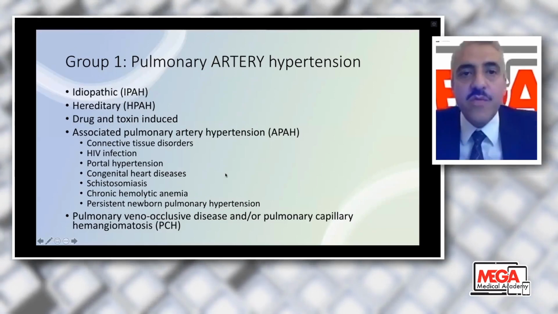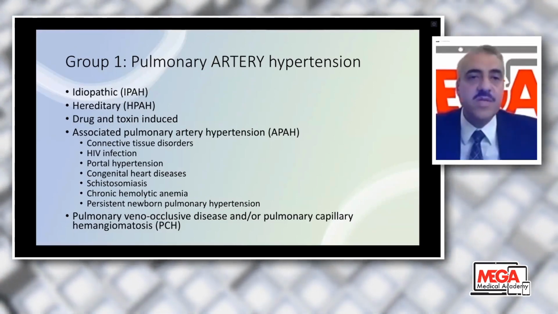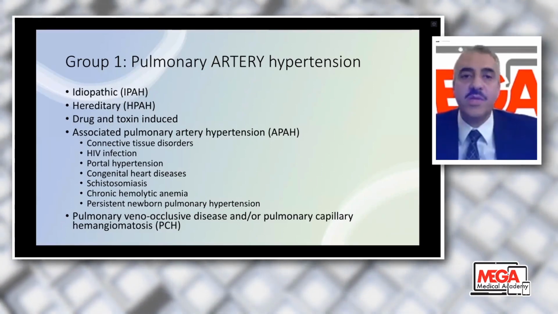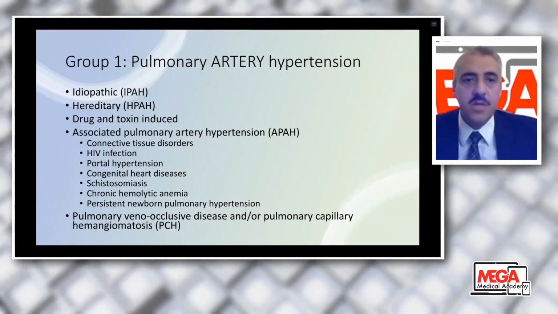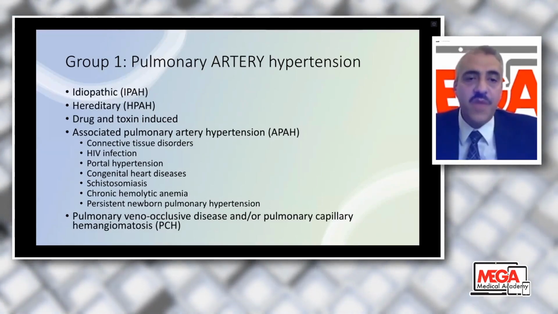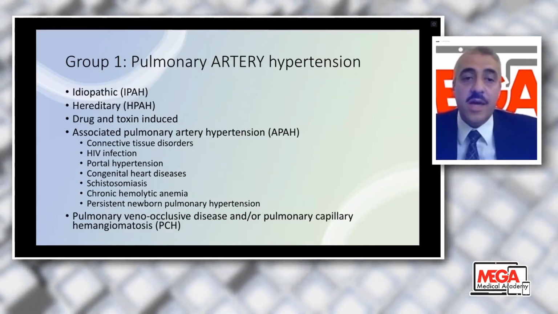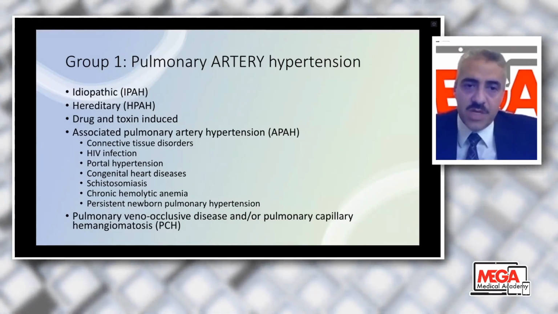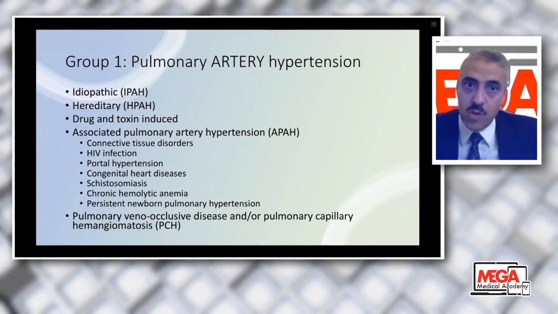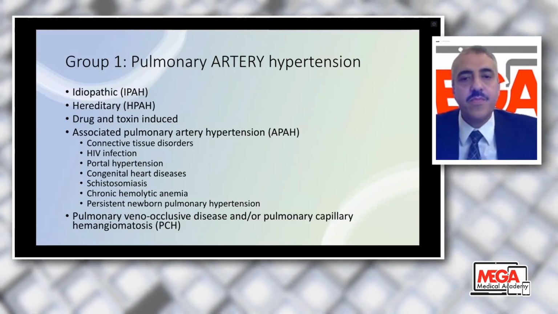Now we are going to review the causes and pathophysiology of every group on its own. Group 1 is usually an idiopathic disease, a hereditary disease, sometimes drug and toxin induced, but most famously associated with other diseases like connective tissue disease, AIDS, portal hypertension, schistosomiasis, and chronic hemolytic anemia. These are the causes of pulmonary artery hypertension.